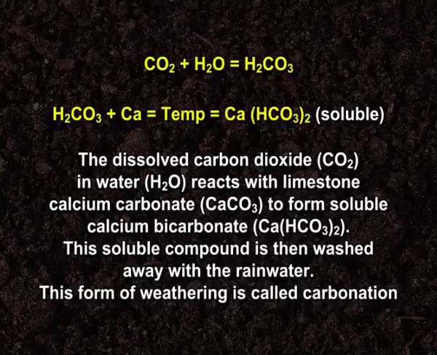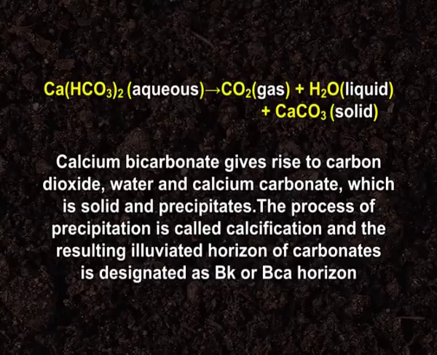This soluble compound is then washed away with the rainwater. This form of weathering is called carbonation. Calcium bicarbonate gives rise to carbon dioxide, water and calcium carbonate, which is solid and precipitates. The process of precipitation is called calcification, and the resulting elevated horizon of carbonate is designated as BK or BCA horizon.